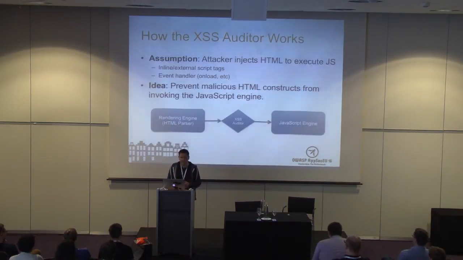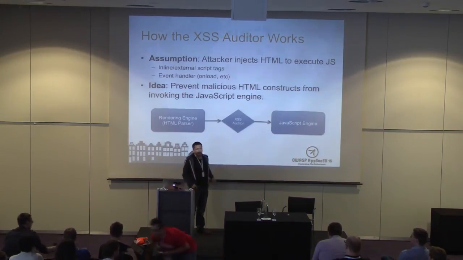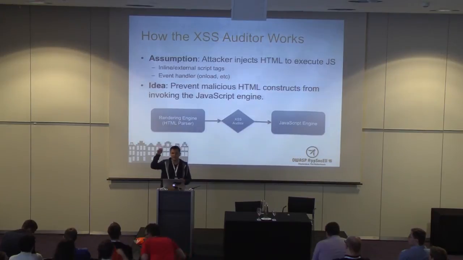This basically explains the placement of the XSS auditor in the browser. The XSS auditor is placed in between the rendering engine and the JavaScript engine, or more specifically, it is placed inside the HTML parser, which is part of the rendering engine. What the browser does is parse the document, and for every node it finds, it checks whether this could be a construct that might trigger the JavaScript engine. If this is the case, it passes the node onto the XSS auditor, and the XSS auditor tries to find whether this might be injected.